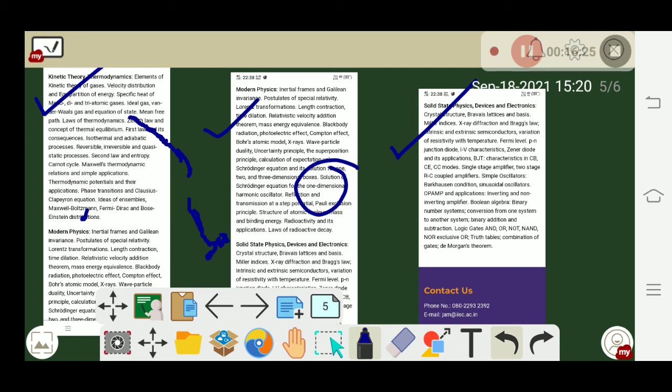Structure of atomic nuclear mass and binding energy. Nuclear physics is important. Some students leave it and go to the exam, but I don't suggest you to do that. At least read. I myself am interested in nuclear, and at present I have taken it as my elective in my master's. Radioactivity and its application, the laws of radioactive decay.